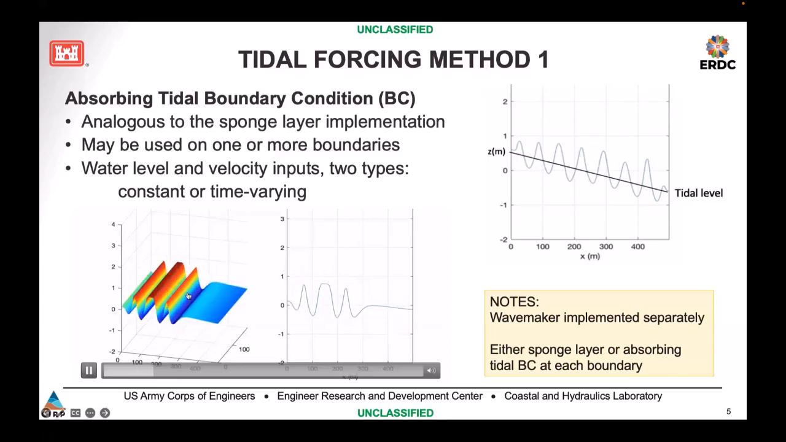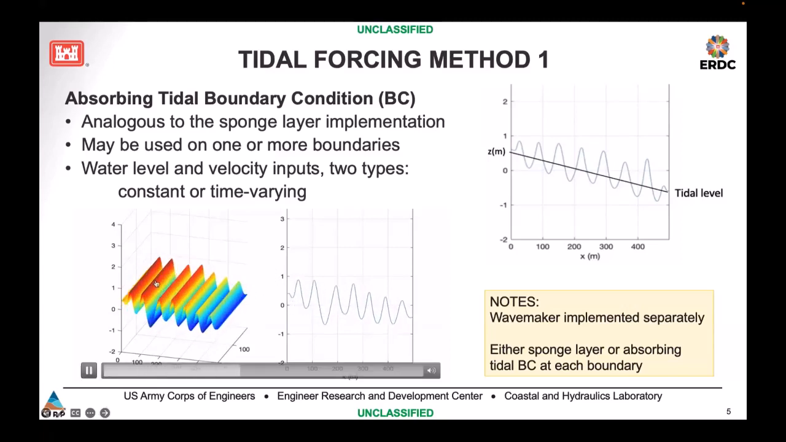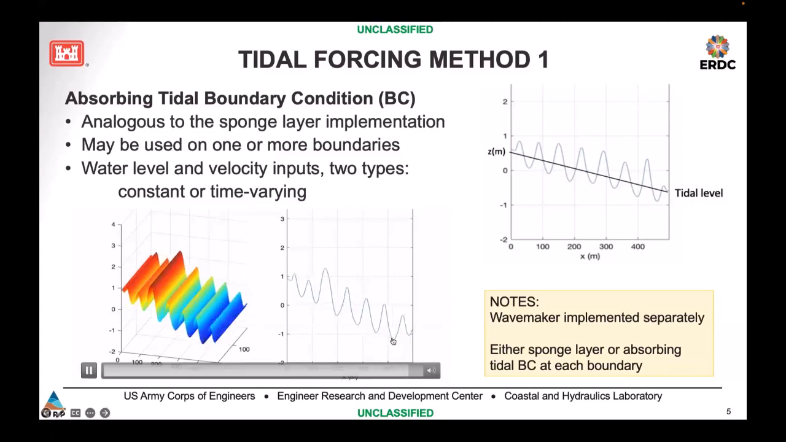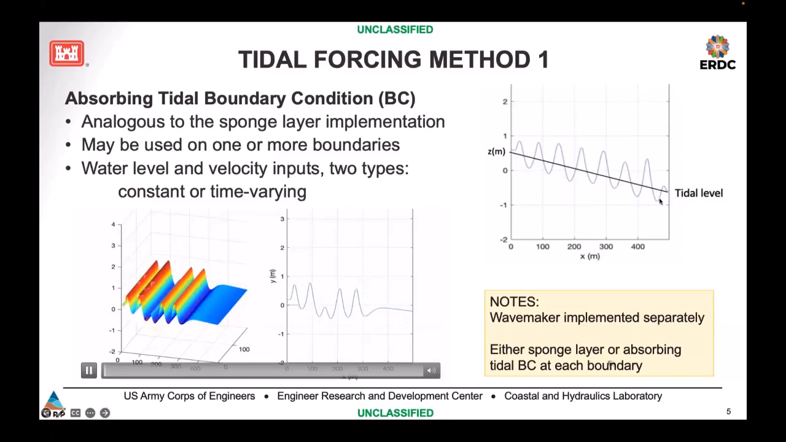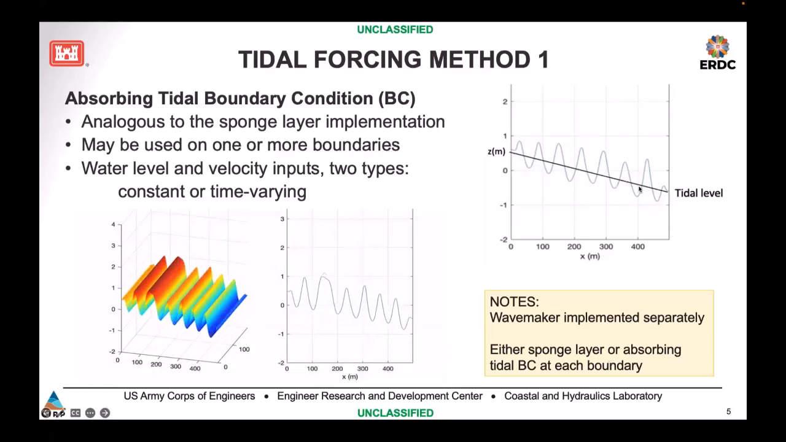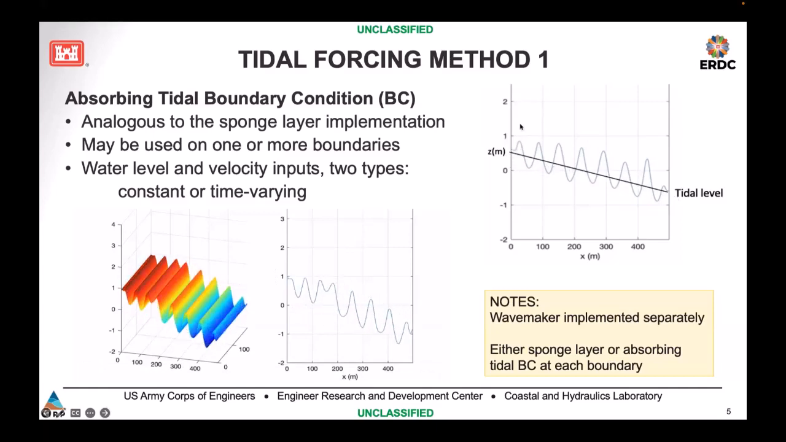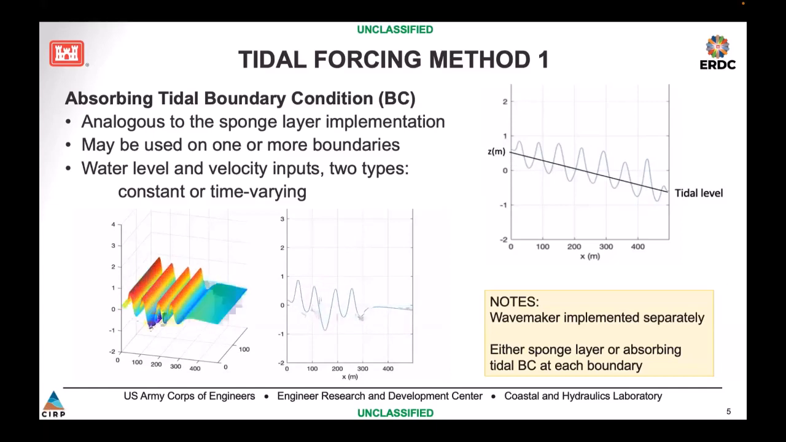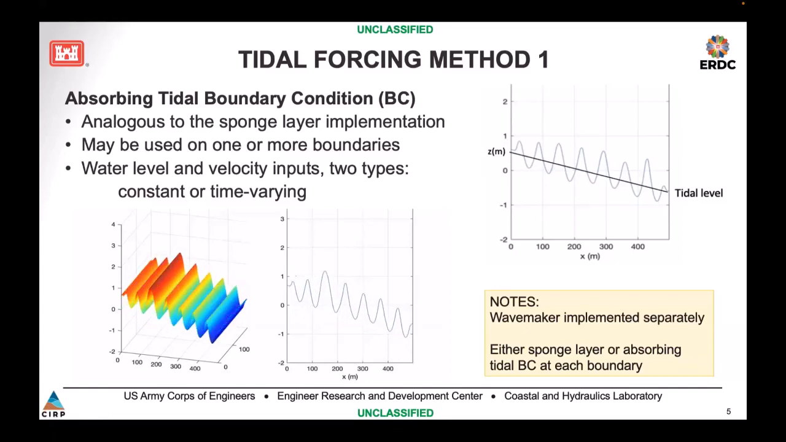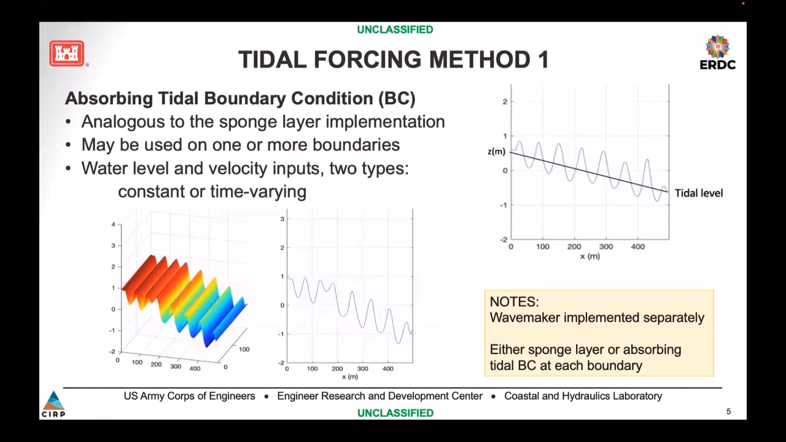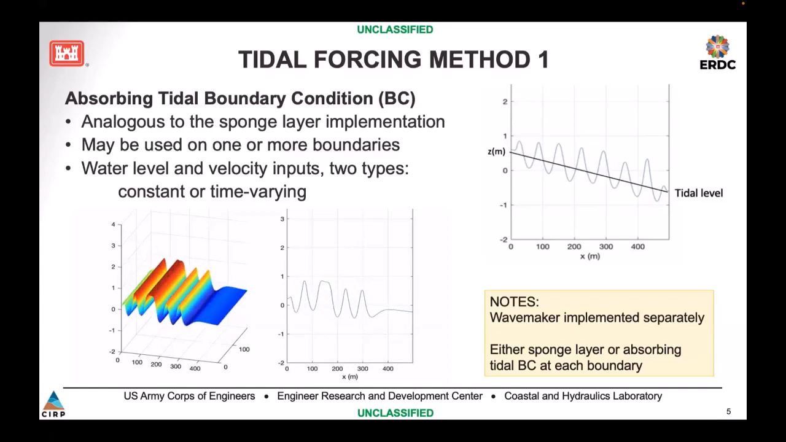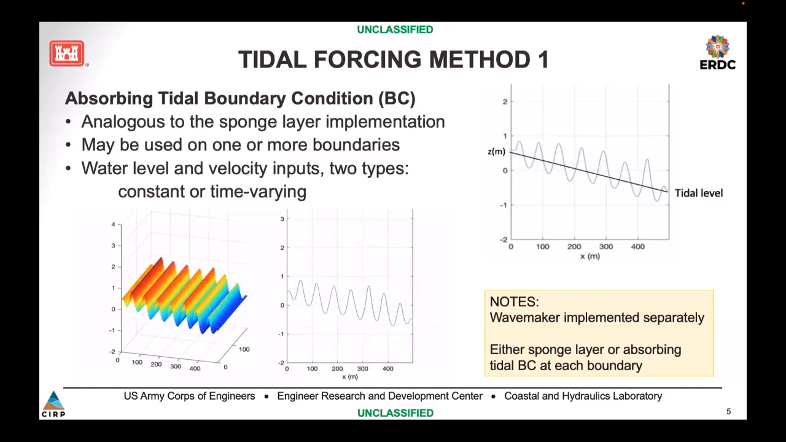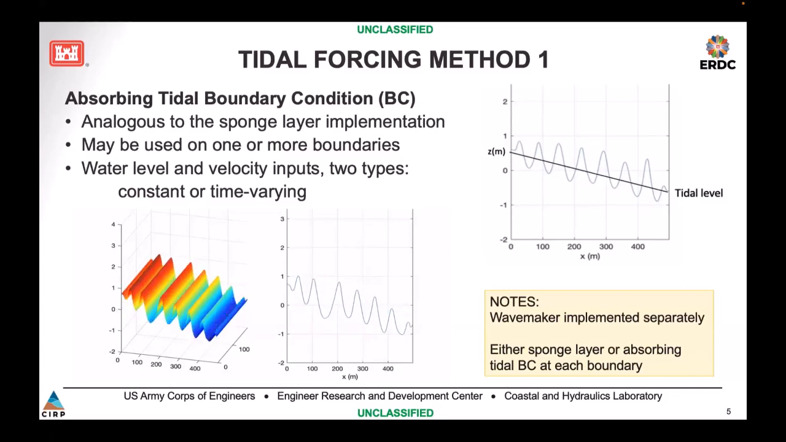So as you see in this graphic playing here, we have a 2D plot of a Funwave simulation with tides and a wave maker, a 2D transect, and it's shown a snapshot here with a tidal level. As you go to the right, there's decreasing tide, or conversely, at this left boundary, there's an increasing tide. I'll also note that this wave maker is implemented separately from the tide module, and that you either have a sponge layer or an absorbing tidal boundary condition at each boundary. So they can be different, but it's either or.